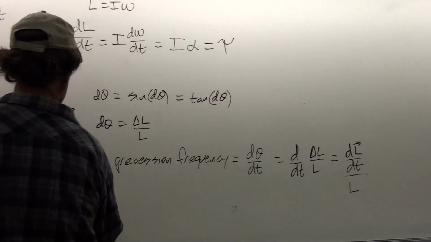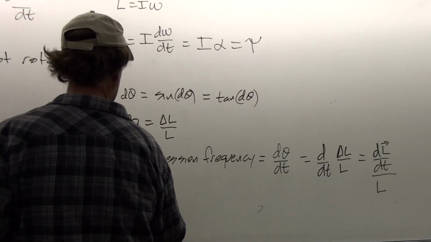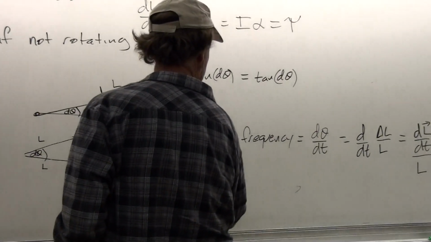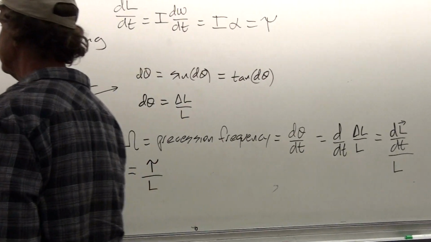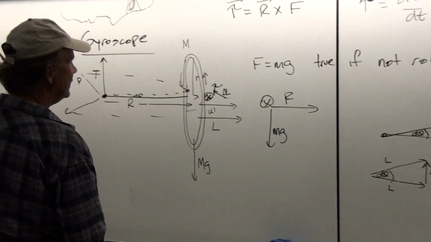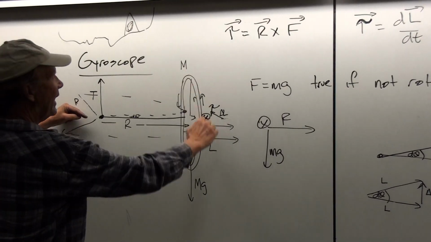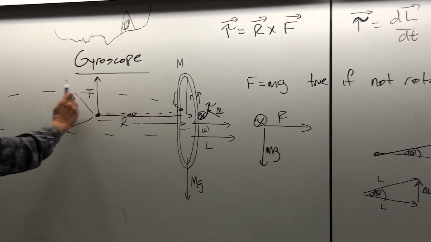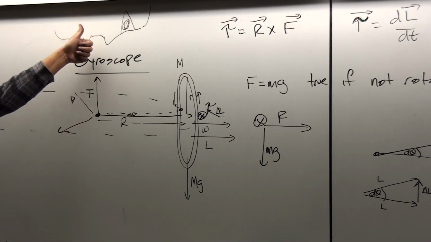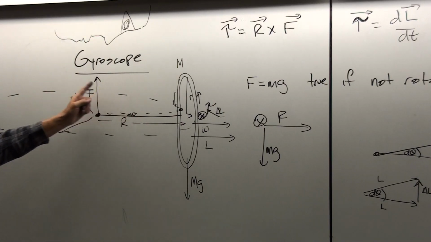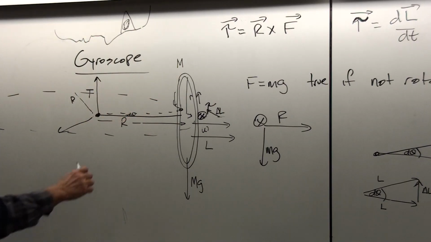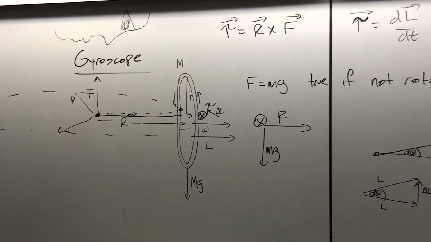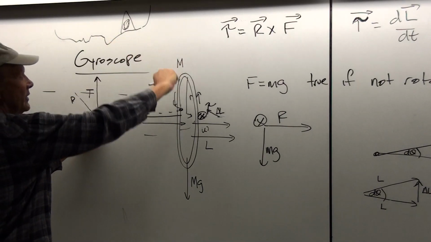So our precession frequency can be written as, well, dL dt is the torque. So we can write that as the torque divided by the angular momentum. Now which angular momentum are we talking about here? Well, we're talking about the angular momentum of the disk. Because as this thing rotates, it also produces angular momentum about this direction, but it's a smaller amount of angular momentum. And if there were no rotation, you would have angular momentum that is associated with the disk dropping.